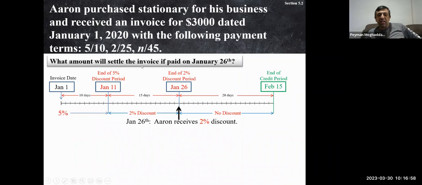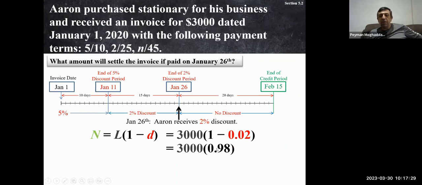So what amount will settle the invoice if you pay on January 26? January 26 is the last day of the discount period for 2%, right? So the last day you can still enjoy the discount, and it's only a 2% discount. So you pay $3,000 minus $3,000 multiplied by 2%, or $3,000 multiplied by 98%, right? So $3,000 multiplied by 98% is going to be $2,940.